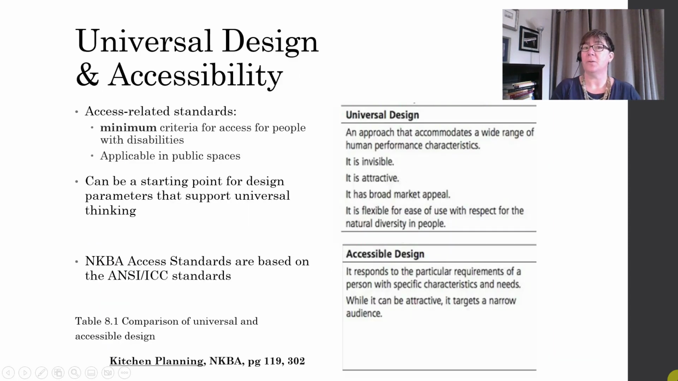There's a difference between universal design and accessibility. There's a little bit of a vocabulary difference or a different idea. We have been focusing in this course on universal design, which is more applicable to custom residential projects. Accessibility has to do with access-related standards. They are typically minimum criteria for people with disabilities, and they are mostly applicable to public spaces.